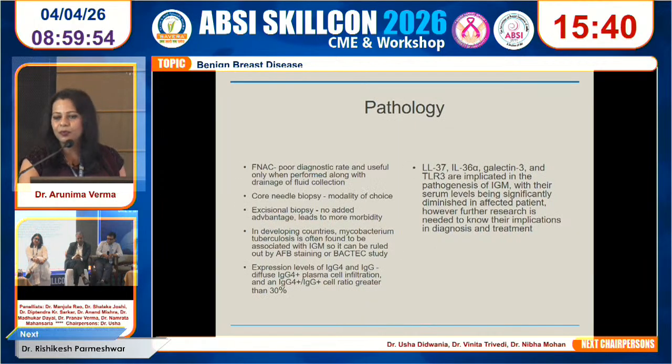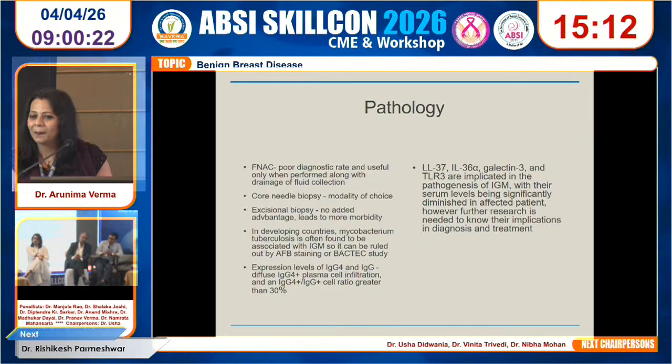So FNAC has poor diagnostic rate and is useful only when performed along with drainage of the fluid collection. Core needle biopsy is the modality of choice, we all agree. Excisional biopsy, already pointed out, adds no advantage and leads to more morbidity. In a developing country, we would definitely go for a tuberculosis test. And there are multiple biomarkers which are coming up, but we need more research to see what their role is as far as diagnosis and treatment is concerned.